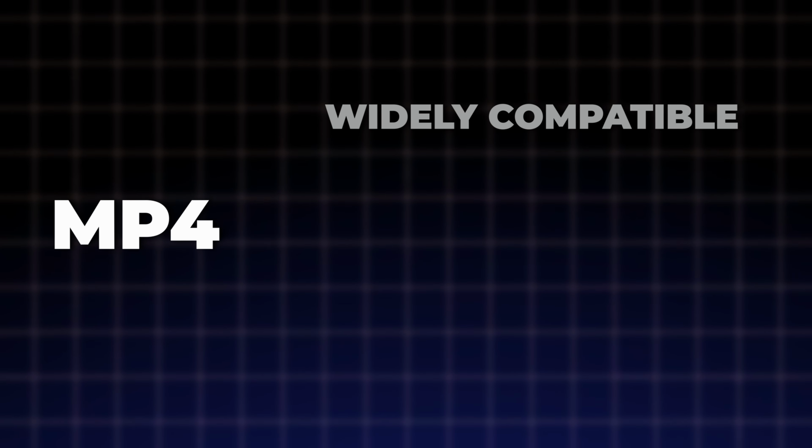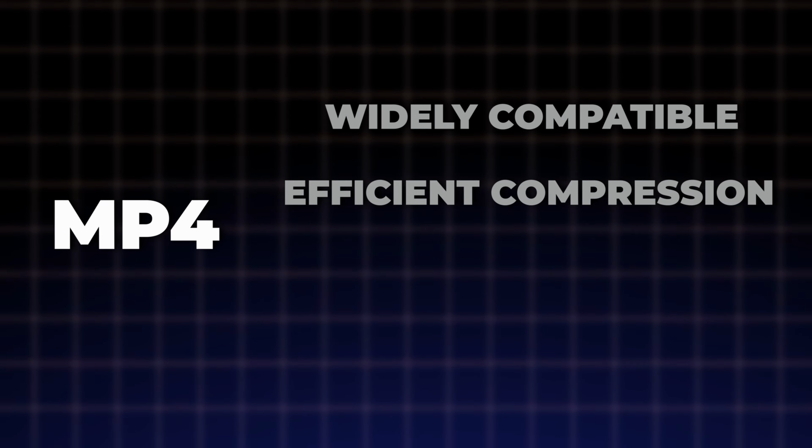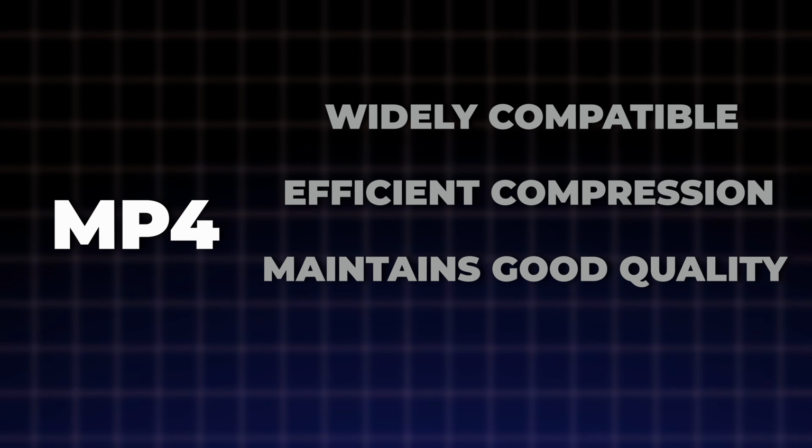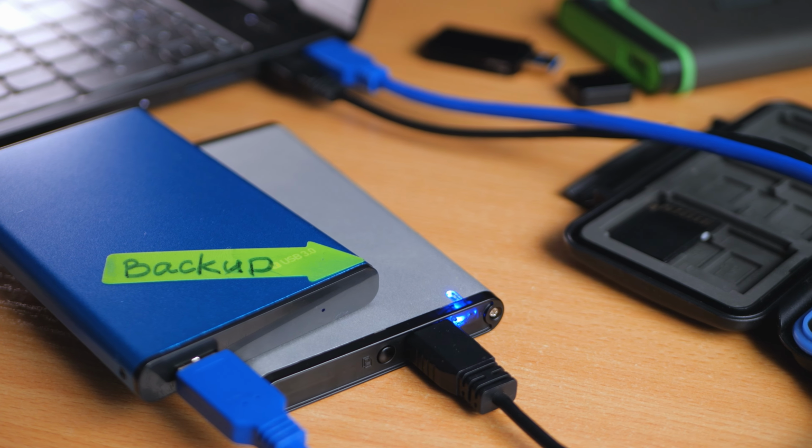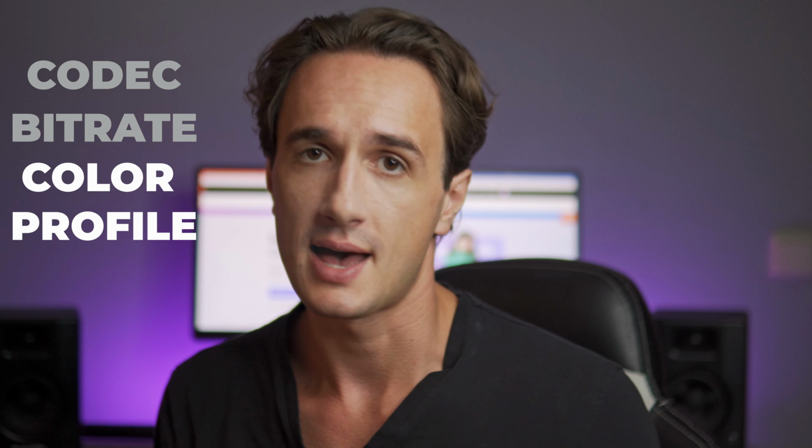MP4, on the other hand, is widely compatible across almost all devices and platforms thanks to its efficient compression that maintains good quality with smaller file sizes. MP4 is perfect for streaming and sharing due to its broad support, while MKV is preferred for archiving and playback of complex, high-quality multimedia files. Since they're both container formats, they can contain the same codecs, bitrate, color profile, etc. It's like the same product sold under a different brand. Because of this, you can easily change the format name between the two.